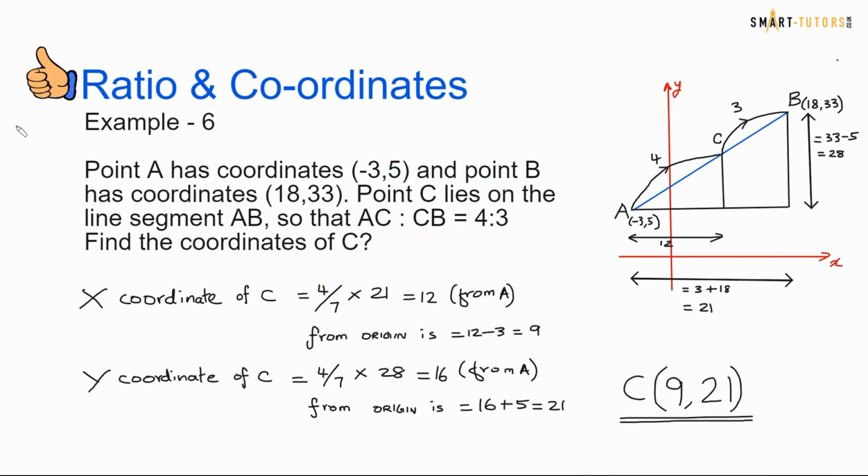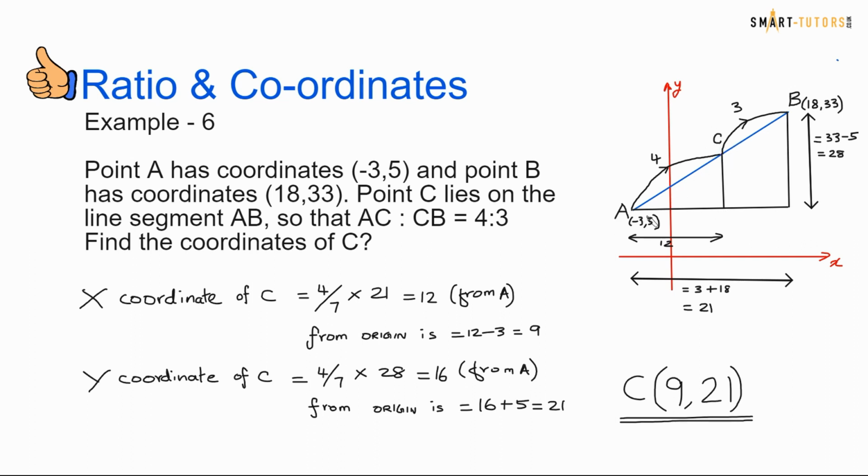The next section is ratio and coordinates. Let's look at this question. Example 6. Point A has coordinates minus 3, 5 and the point B has coordinates 18, 33. Point C lies on the line segment AB so that AC is to CB is 4:3. Find the coordinates of C. So 4:3 is the ratio and we need to find the coordinates of C.